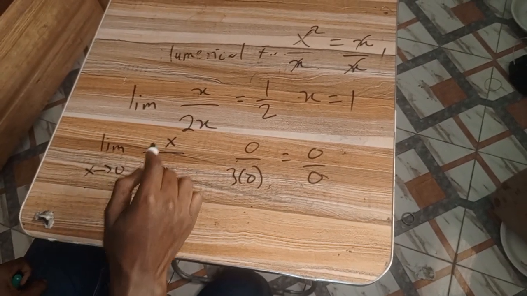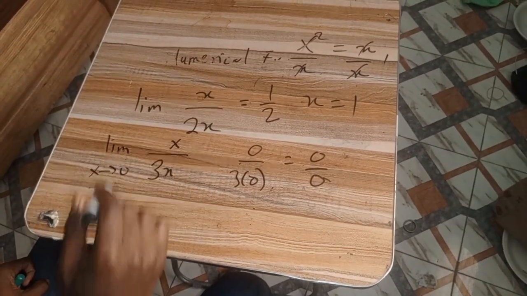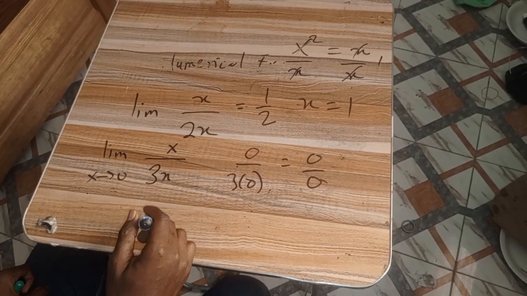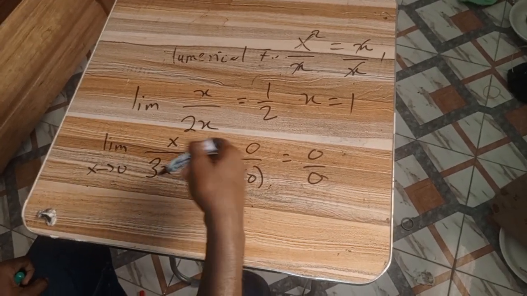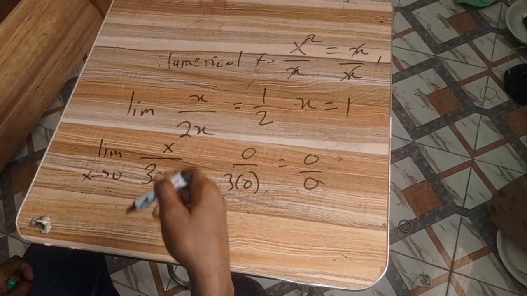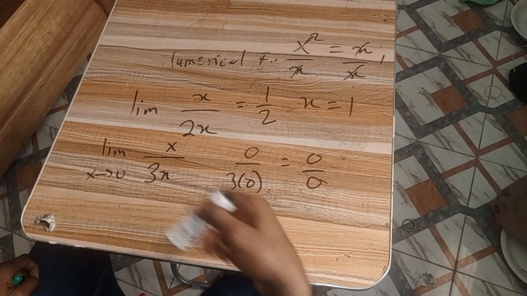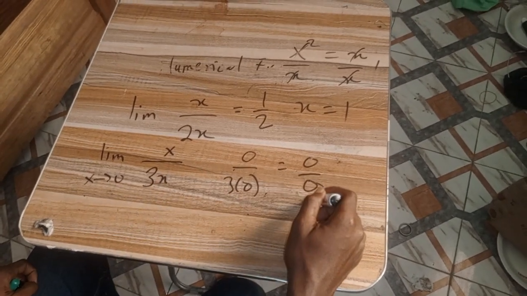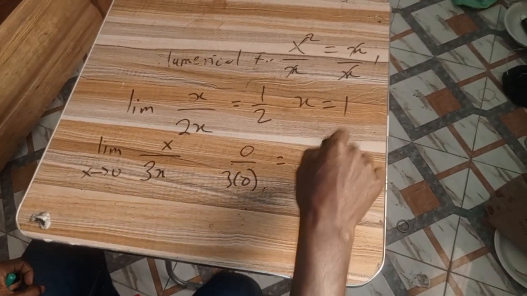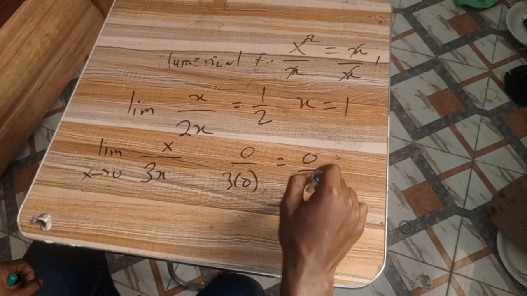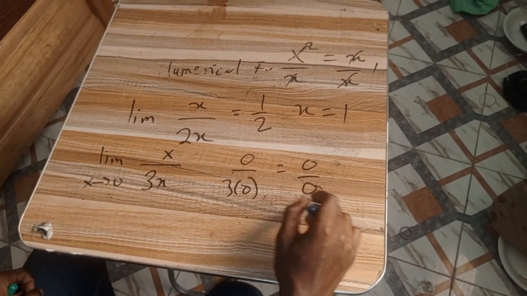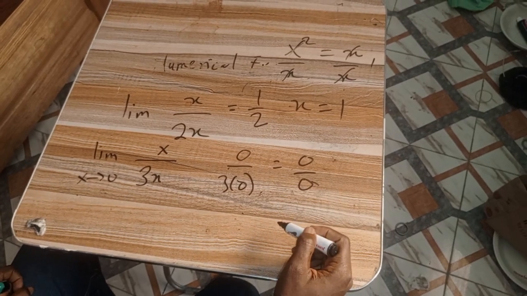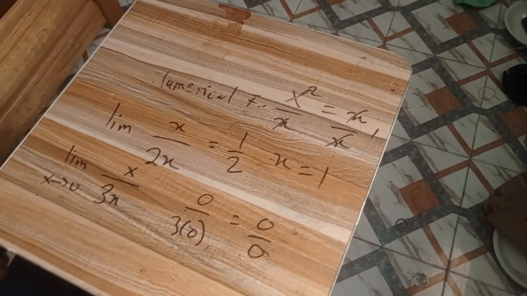You can just imagine what will happen. x over 5x will have the limit 1/5 as x approaches 0. So different limits, in trying to find different limits, you arrive at this. So this alone does not determine the limit. That is why it is an indeterminate form. It doesn't mean it is defined.